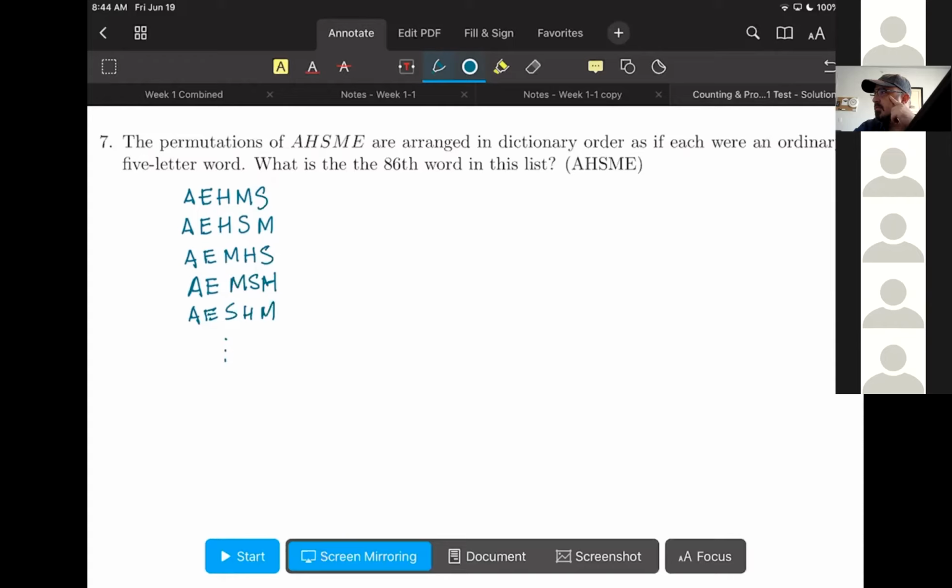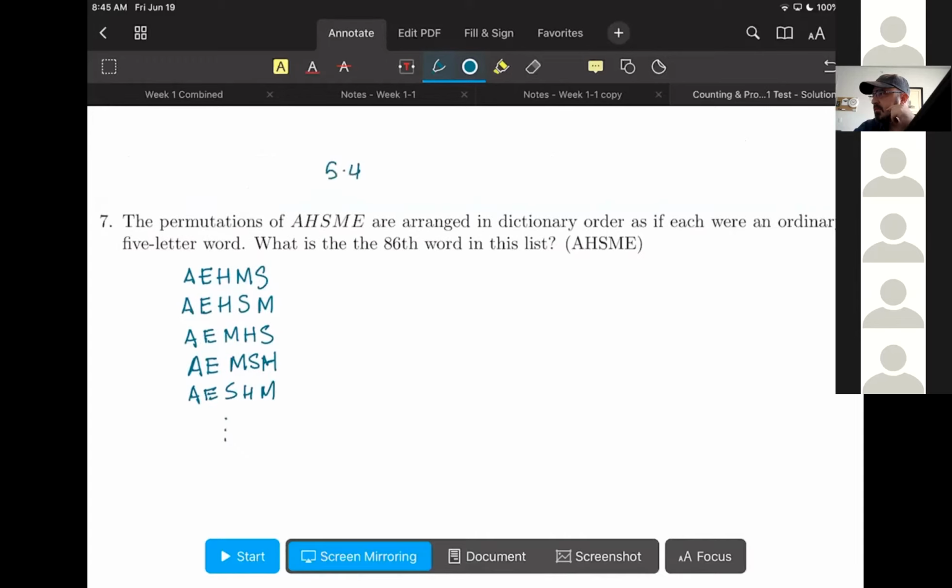Yeah, so to explain a little bit, if we want to permute the letters A, H, S, M, E, there's 5 choices for the first letter, 4 choices for the second letter, 3 for the third, 2 for the fourth letter, and whatever is last, there's just 1 choice. So we have 5 times 4 times 3 times 2 times 1, which is 5 factorial total permutations.